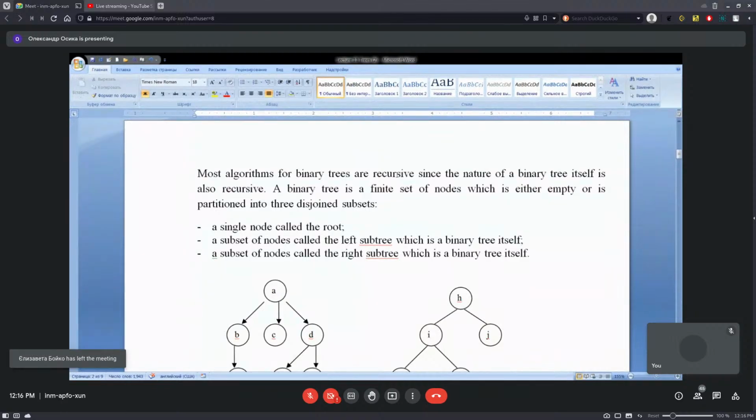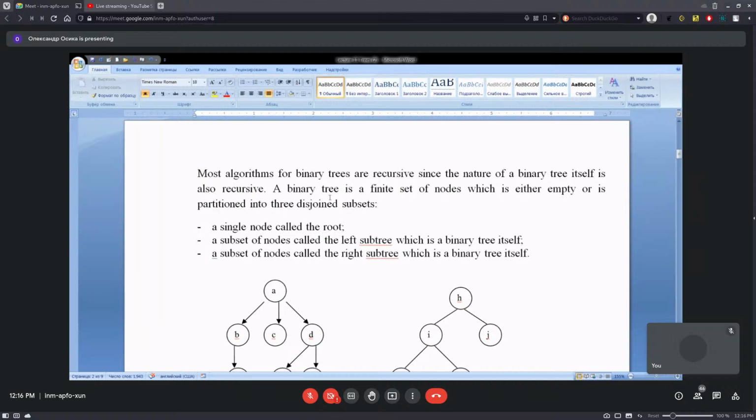Since the nature of a binary tree itself is also recursive. Algorithms for binary trees are recursive because a binary tree's nature is recursive. A binary tree is a finite set of nodes. I give you now a recursive definition of a binary tree. A binary tree is a finite set of nodes which is either empty or is partitioned, divided into three disjoint subsets.